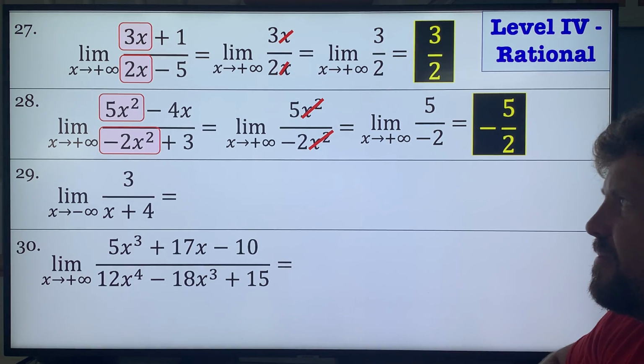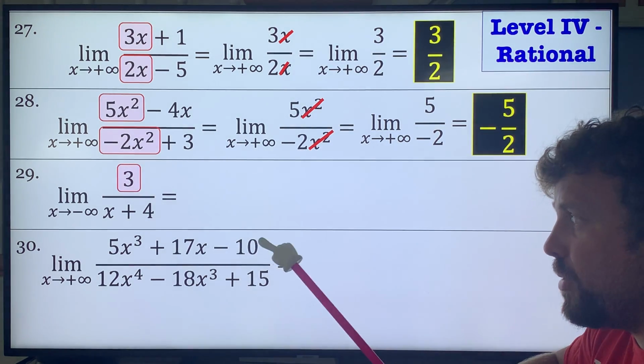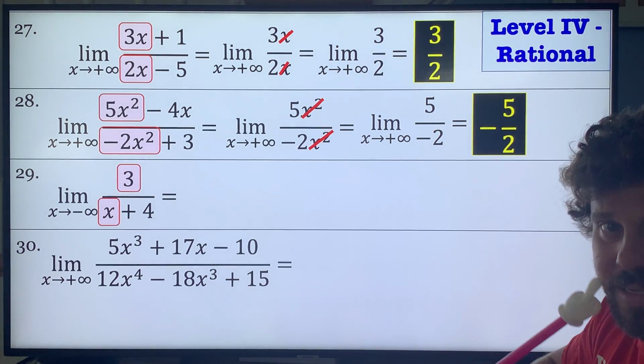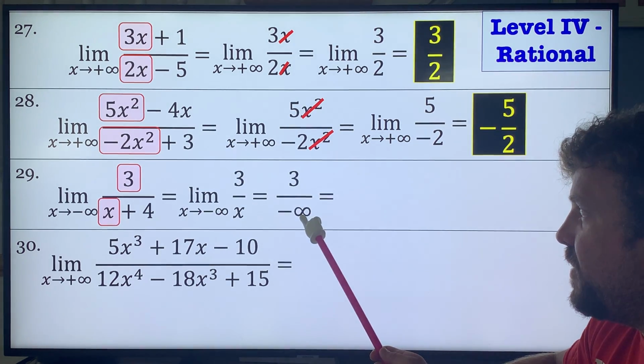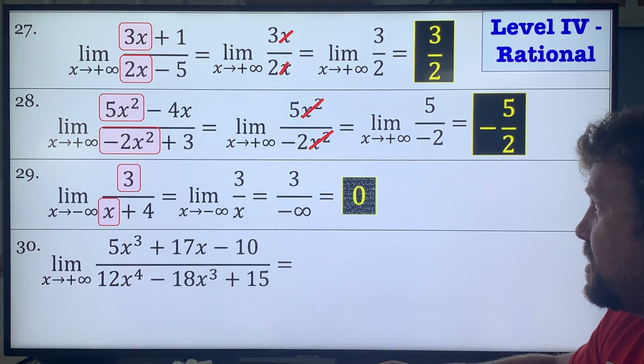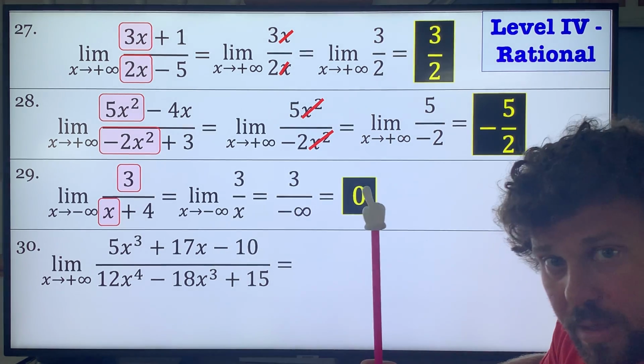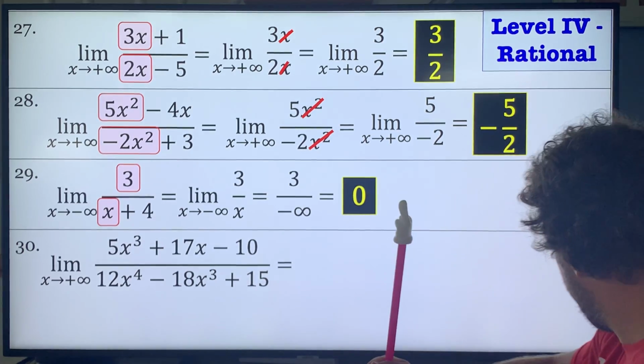About 29. I get some people sometimes. 3 and x. Answer's not 3/4. 3 divided by x, 3 divided by negative infinity, 3 divided by positive or negative infinity, same answer, and that answer is 0. That one get you? No?